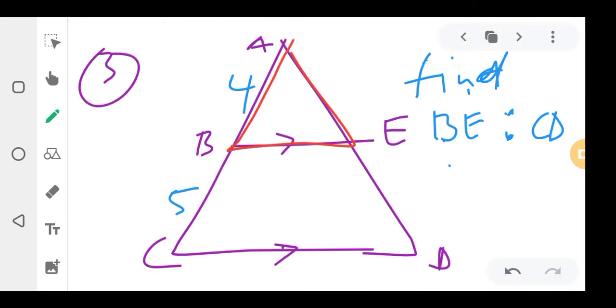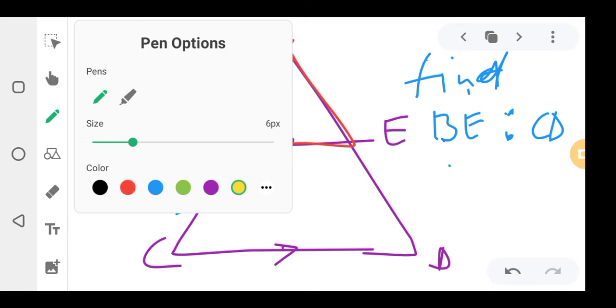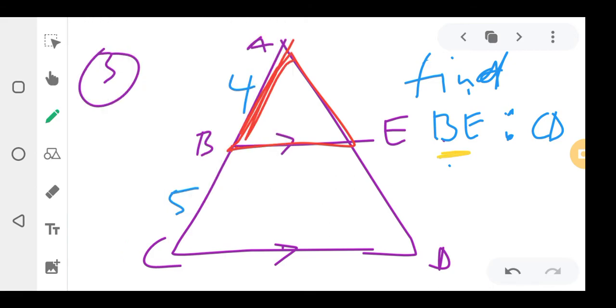The smaller triangle has got 4 on this side. Can you see? 4. And then BE. Have you seen that here there are 2 unknowns? Meaning you don't put X. This one is not known. Even this one is not known. So don't put X like we are solving the others, because there are 2 unknowns.